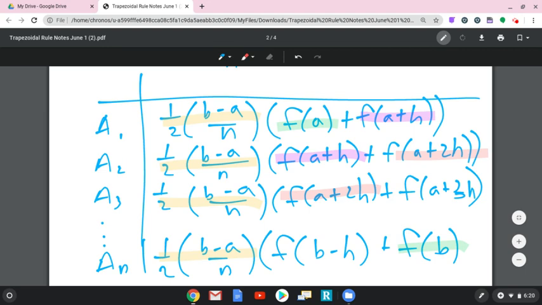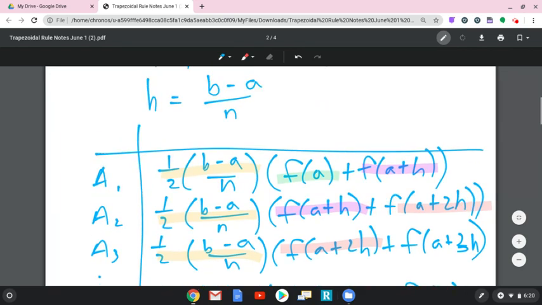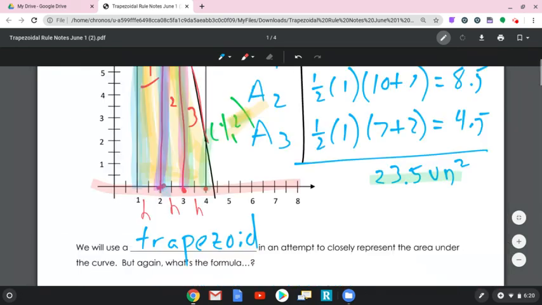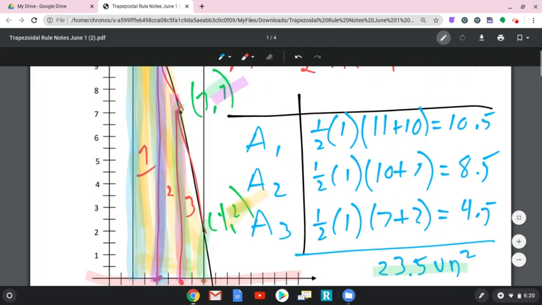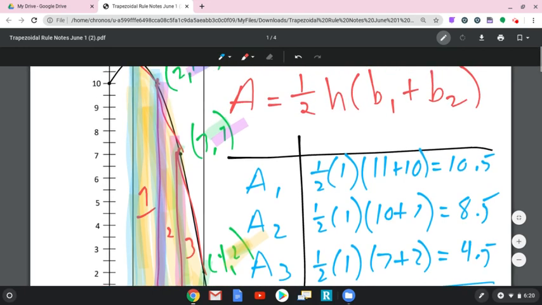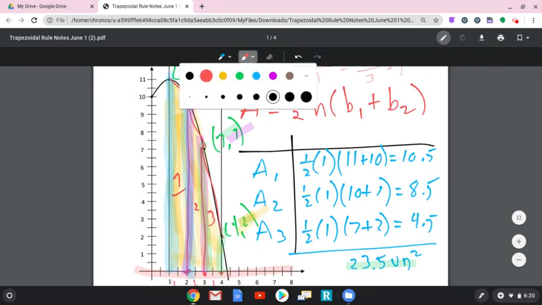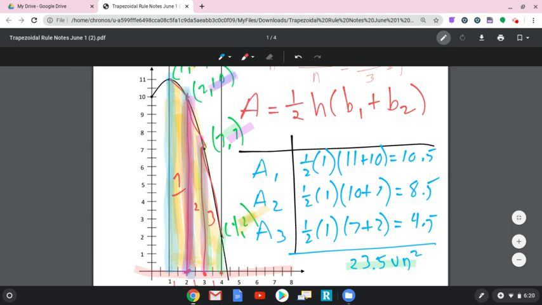Everything in the middle will appear twice. It will be the base of two trapezoids. The two end vertical segments would only be the base of one trapezoid. But you'll notice up here, every middle vertical segment is the base of two trapezoids. So if I look at this, I'll use the red, guys. This here is the base of two trapezoids. This here is the base of two trapezoids. Everything in the middle occurs twice.